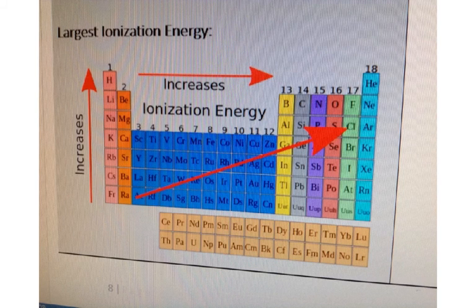And here's the general graph of this. As we've described, it increases as you go across, it decreases as you go down, so it increases as you go up. So the highest ionization energy is He. So I always think IE, HE, IE, HE.